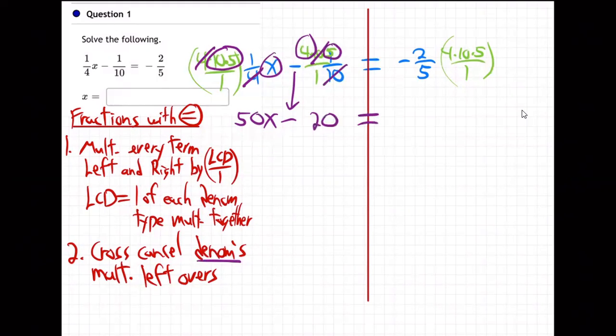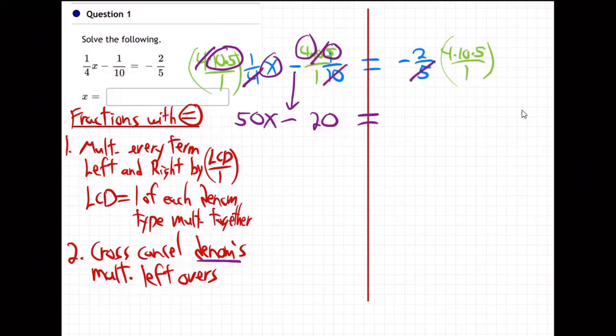Everybody see that? I cross canceled the denominators. That's why I'm doing this, because I want to get rid of denominators. I don't want fractions anymore. And do you see why we're using all 3 denominators in the top, 4, 10, 5? Because that way we'll cancel out all 3 denominators. That's the whole purpose, right? The 10s cross cancel. What's left over? 4 times 5, 20. So you cross cancel denominators, multiply leftovers.